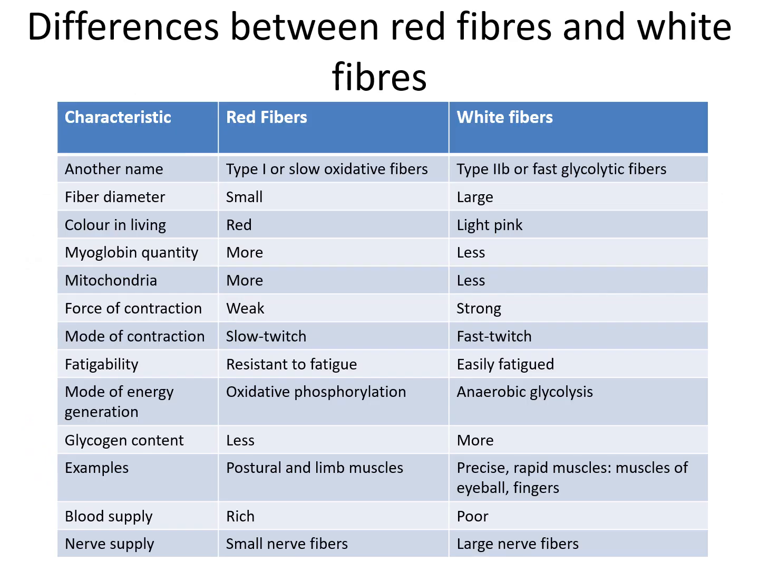There are two types of fibers in skeletal muscle, red fibers and white fibers. So the red fibers have more amount of hemoglobin, so they appear red in color, and the white fibers have more amount of glycogen. And the mode of energy generation in red fibers is through oxidative phosphorylation, and in white fibers it is by anaerobic glycolysis.